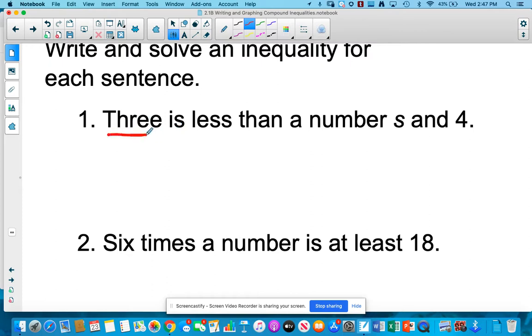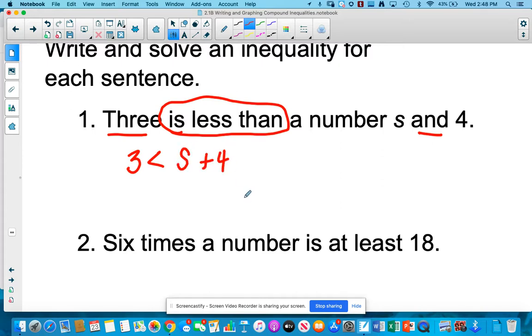So it says 3 is less than a number, S, and 4. So 3 is less than, meaning this right here is going to be less than everything else. So is less than. Now it doesn't say or equal to, so we're just going to put is less than a number S and 4. Now that looks like a 5, but it really is an S.